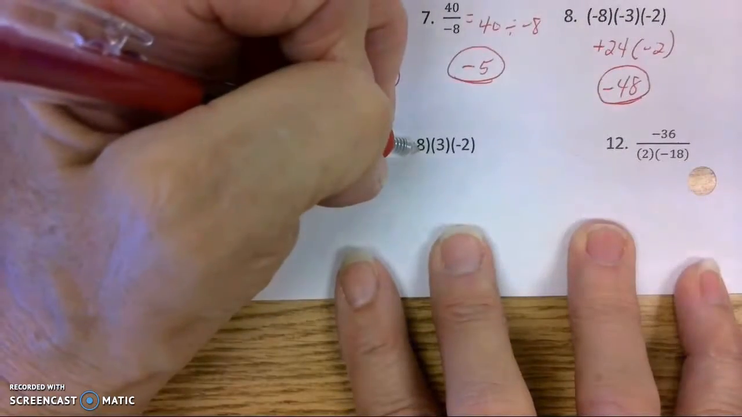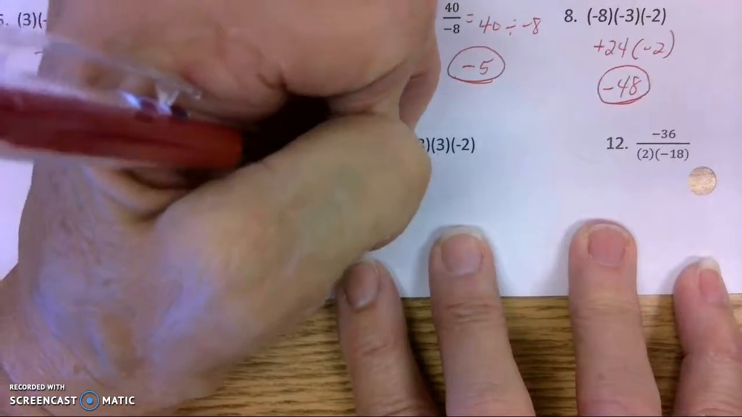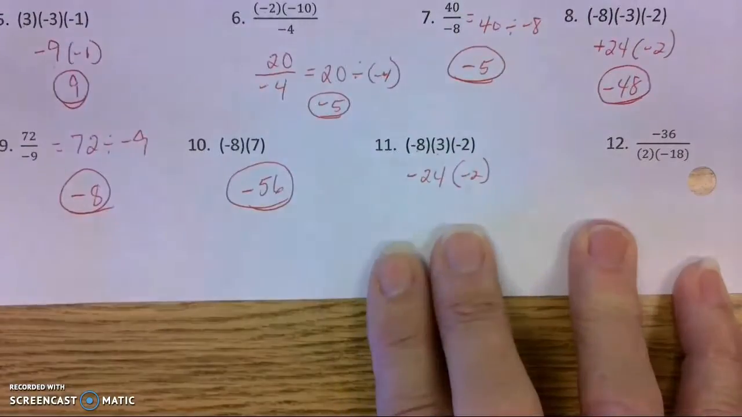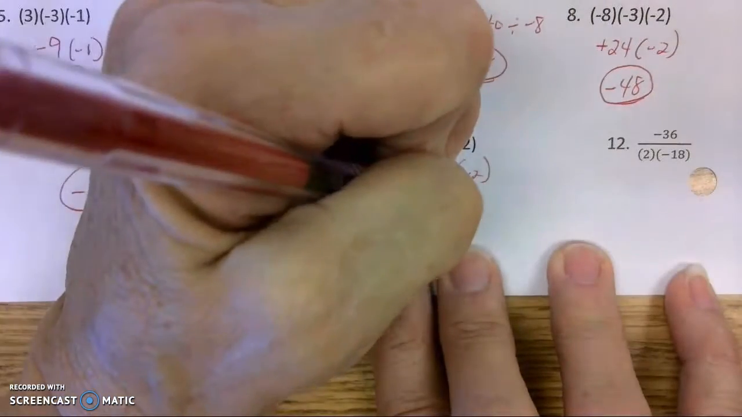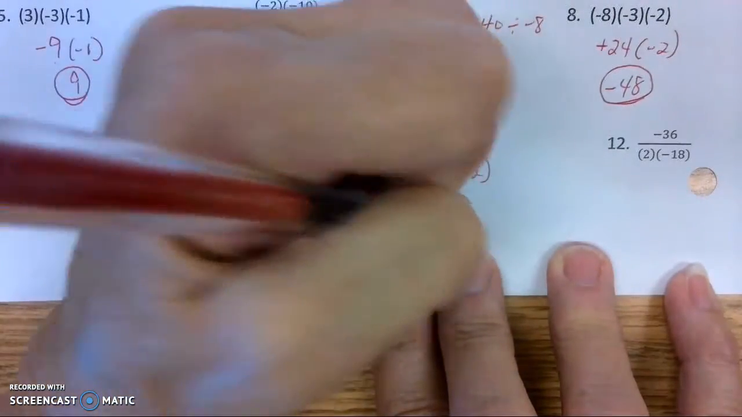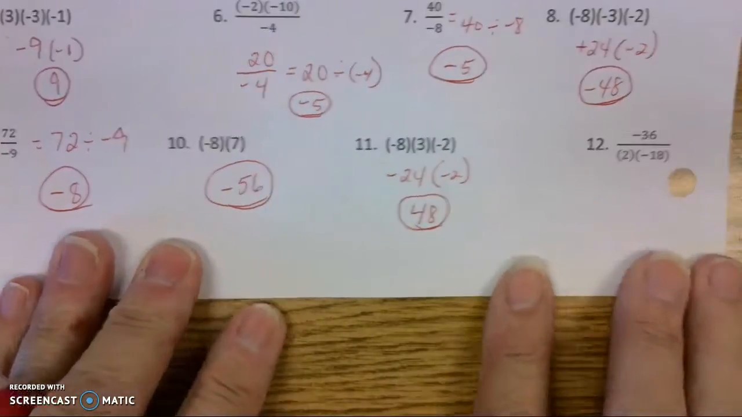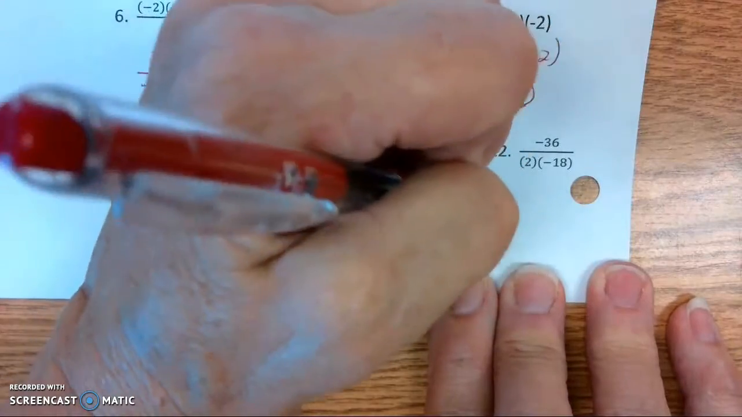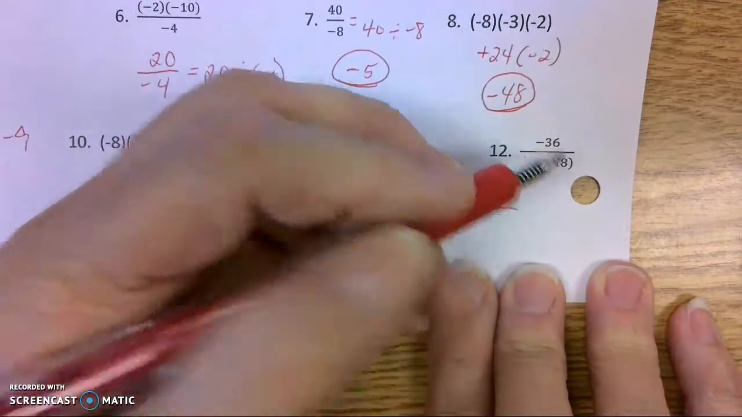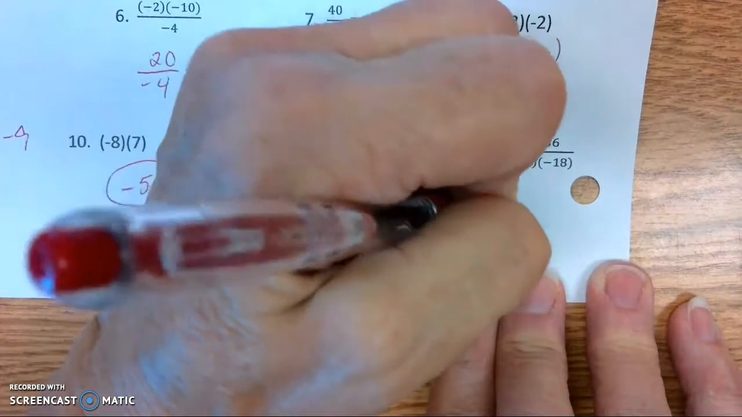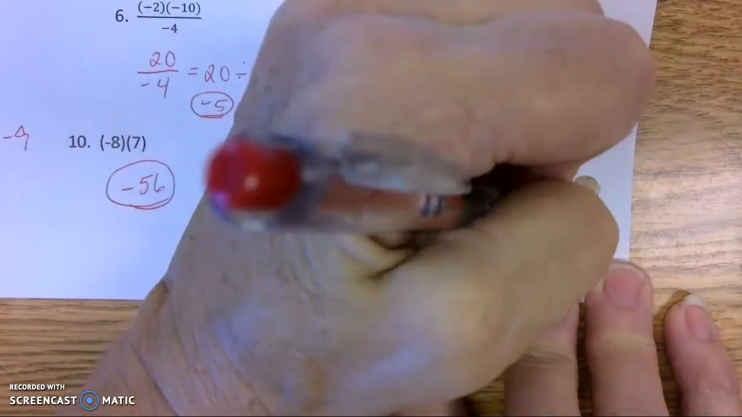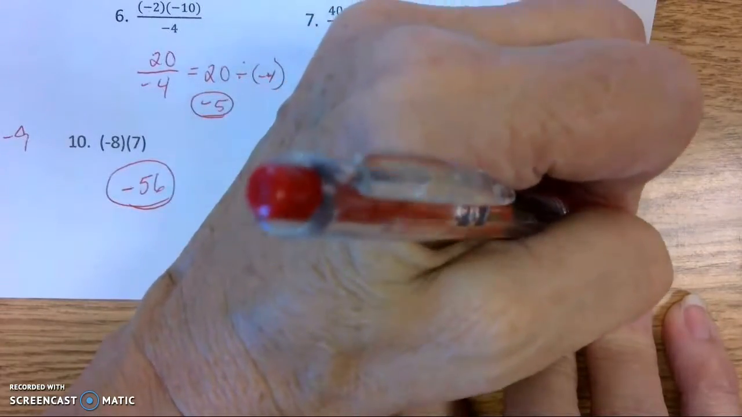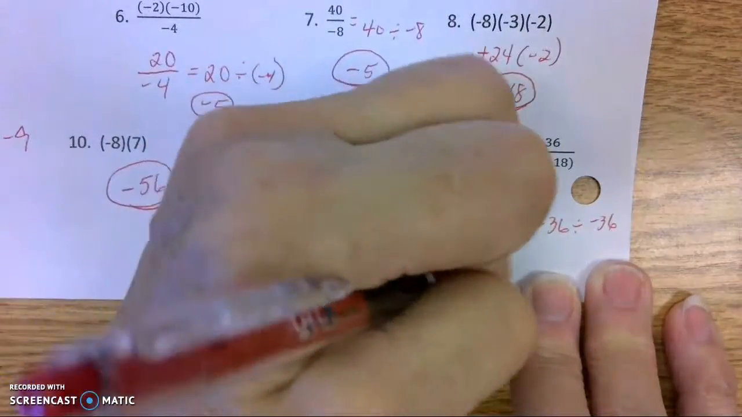On number 11, negative 8 times positive 3 is negative 24. Then I'm going to multiply negative 24 times negative 2, which is going to give me positive 48. And here again on number 12, negative 2 times negative 18 is negative 36. This means negative 36 divided by negative 36, which is positive 1.